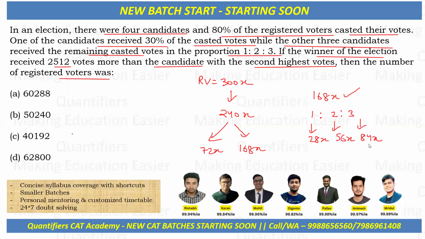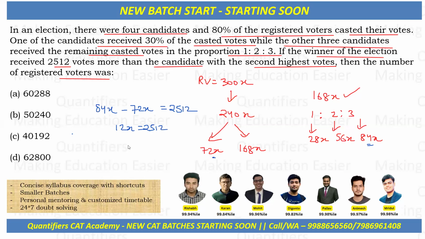Now it is given to us, winner of the election. Obviously the winner would be the person receiving the highest number of votes, that is 84x, and the candidate with the second highest votes will be 72x. Now their difference is given to us, which is 2512. So let's solve it. We'll get 12x is equal to 2512.